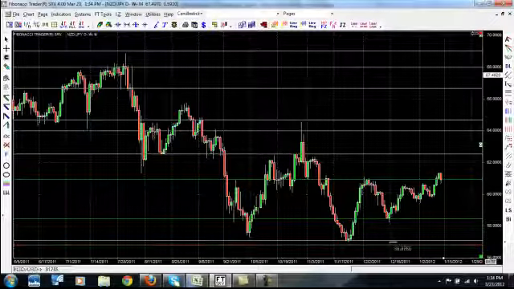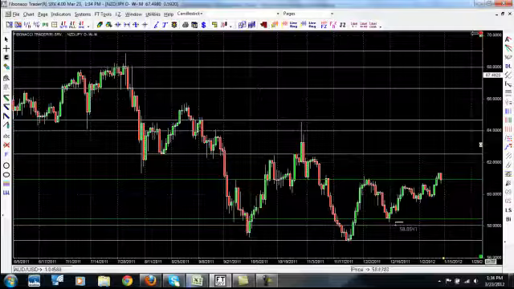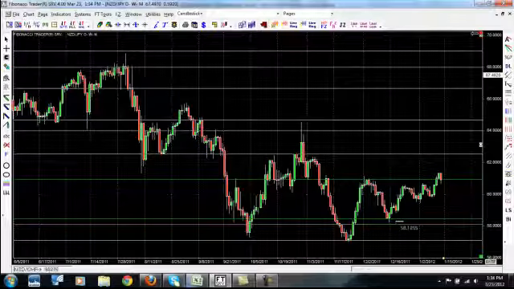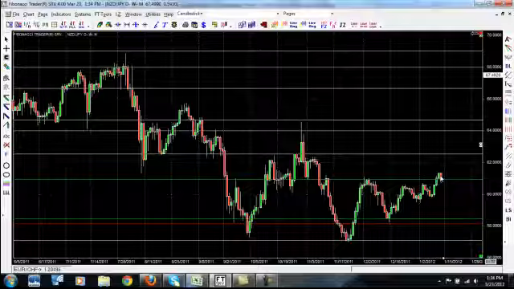So we're going to move our stop right near our entry point, pretty dang close to it. So even worst case scenario, we've already gotten 50% of our profit taken out.